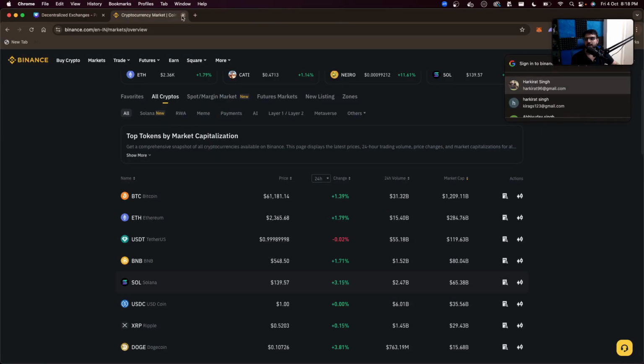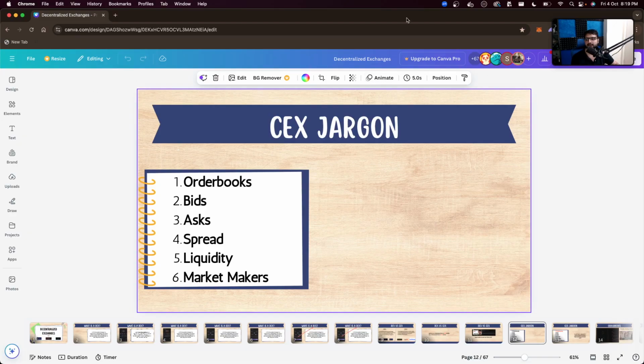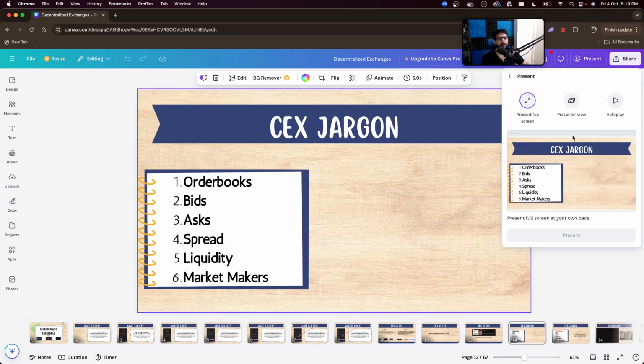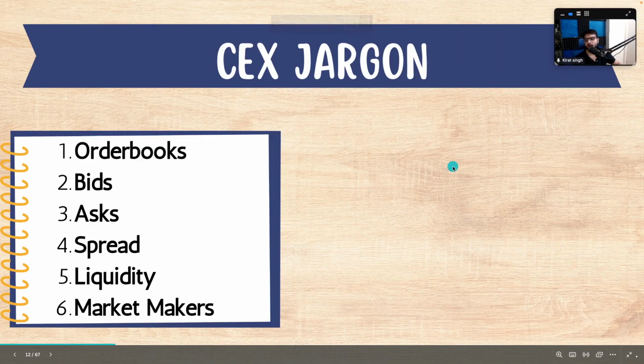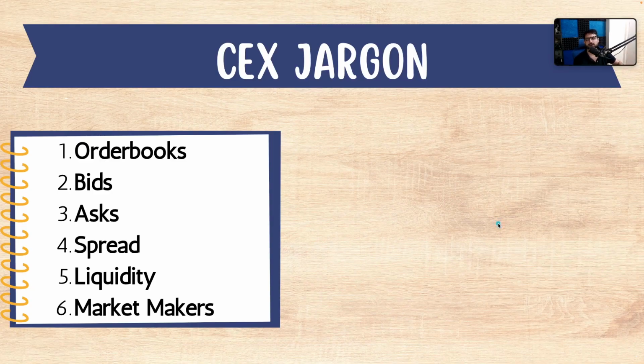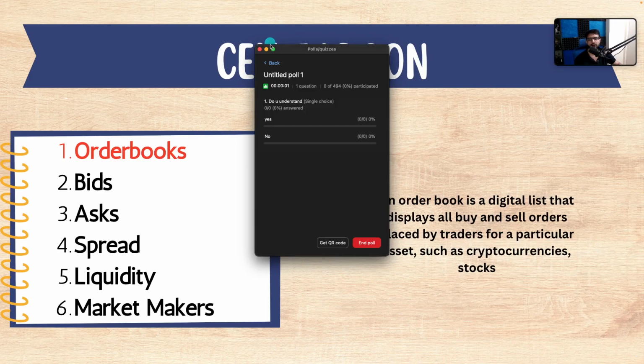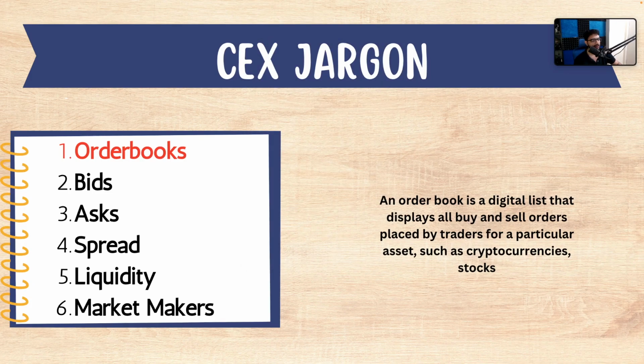Cool. Let's understand how a centralized exchange works under the hood. Let's do a quick poll and see how many of you already know this. All this jargon on screen, how many people already know this? It'll give you a brief idea of the audience today. While the poll is happening, let me also kick things off. The first jargon we need to understand is order books.